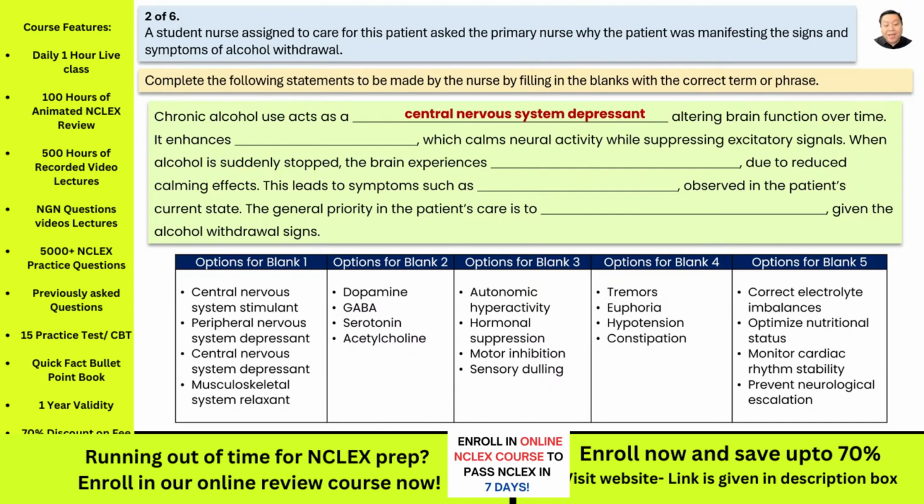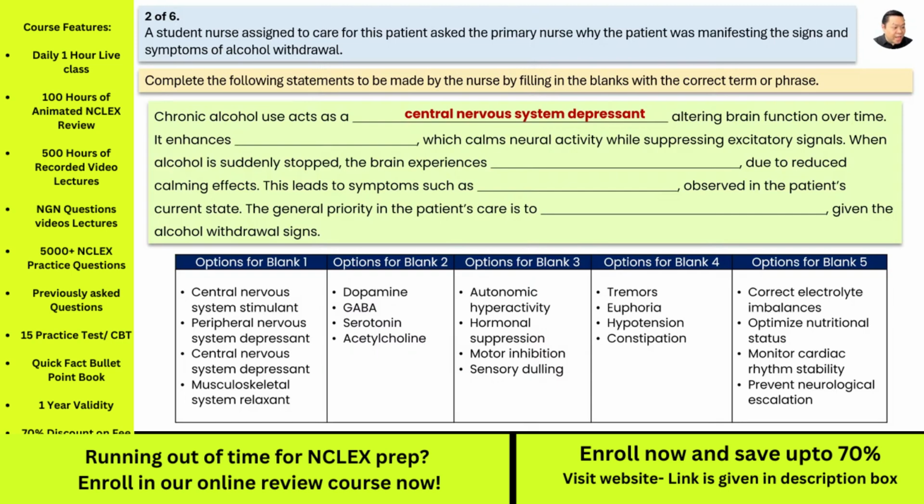Now let's look into the incorrect options here, such as central nervous system stimulant. Why is it incorrect? It's because stimulants will tend to increase brain activity, and alcohol does the exact opposite. It slows things down. Now, what about the peripheral nervous system depressant? Why is it incorrect? Well, this one deals with the nerves outside the brain and the spinal cord, and we know that alcohol's primary impact is on the central nervous system, particularly areas regulating emotion, cognition, and motor function.